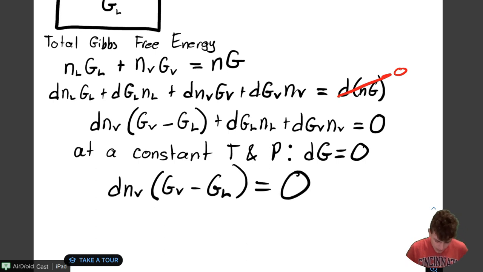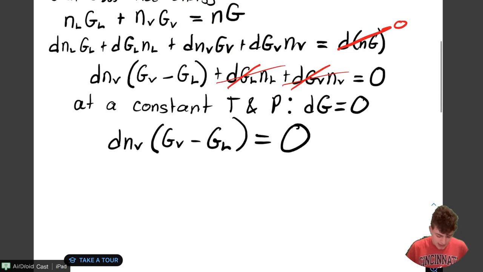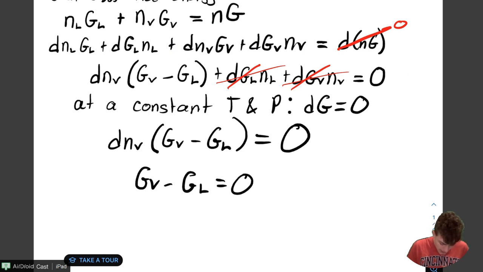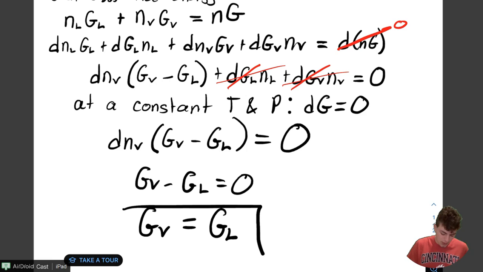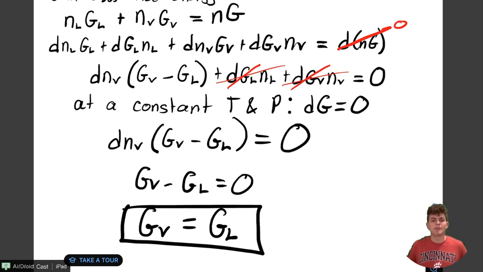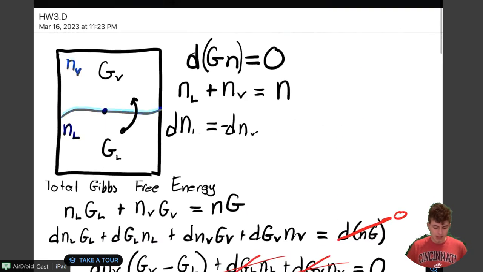By canceling out this term at 0 and this term at 0, we are thereby canceling out these entire terms. Now, with this equation, it is fairly easy to see that by dividing by dv, we are given this equation, or rather, that the Gibbs free energy of our vapor phase is equal to the Gibbs free energy of our liquid phase. And this is the equivalence that we are talking about when a substance is at equilibrium.